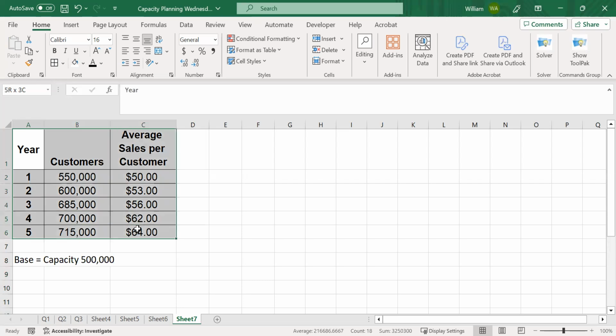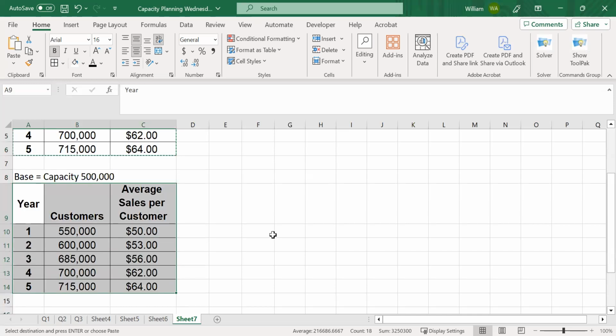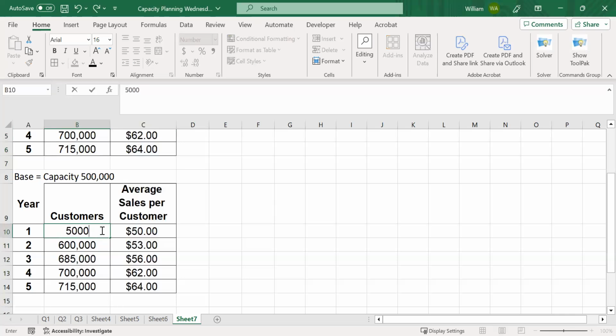Okay, so I'm going to take the same data here, copy and paste it down here in our base scenario. And if our capacity is limited to 500,000 customers, I know in year 1, we can only accommodate 500,000 customers. So even though there are more customers expected, we are only going to limit our projection to 500,000 customers. The same for year 2, 3, 4, 5, because we don't have the space to accommodate all these customers here. So for this base scenario, you expect to have the exact same number of customers.